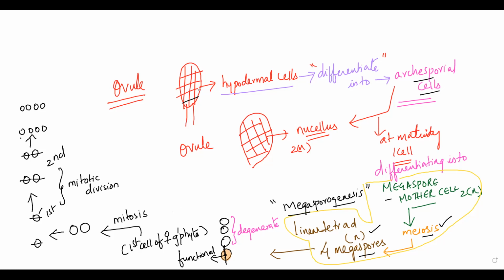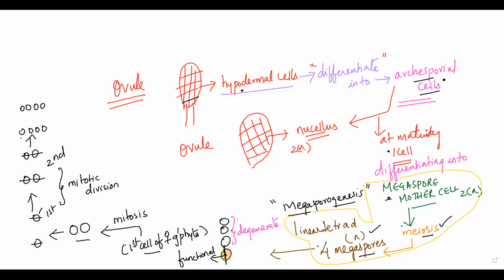Again, the ovule has hypodermal cells which differentiate to form archesporial cells, where one cell is going to differentiate to form a megaspore mother cell, which undergoes meiosis to produce 4 megaspores. Amongst them, 3 will be degenerating and 1 will become functional. That is the first cell of the gametophyte. And that cell is going to undergo what? The mitotic cell division to produce 2 nuclei.